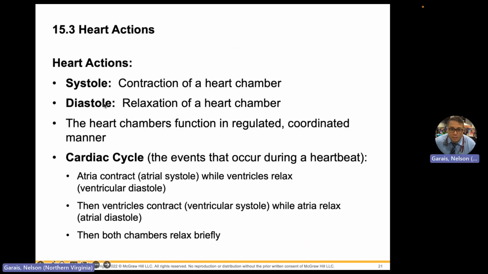Systole and diastole. Systole, of course, is when the heart is doing work. Diastole is when the heart is resetting, relaxing, or just filling. So if you have a blood pressure of 120/80, your systole would be 120 millimeters of mercury. Your diastole would be 80 millimeters of mercury, hence the term 120/80.